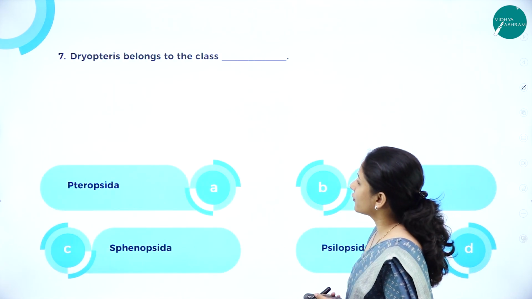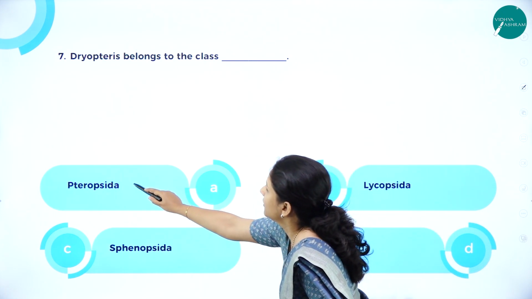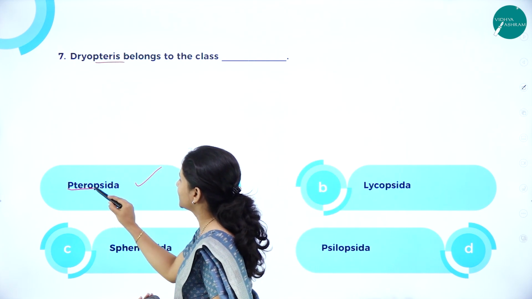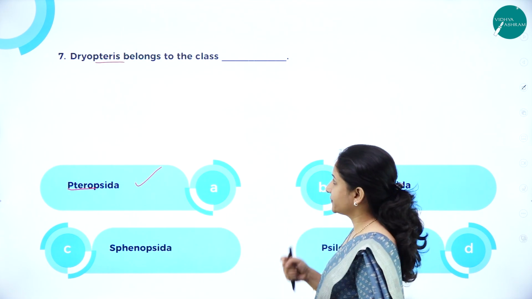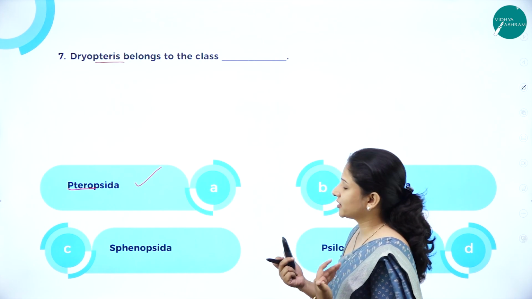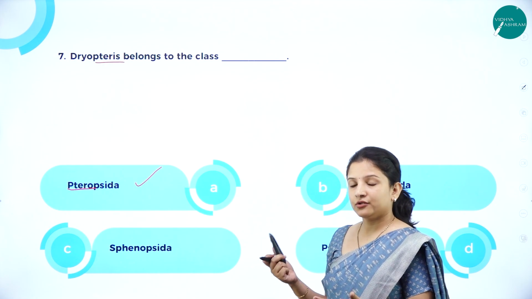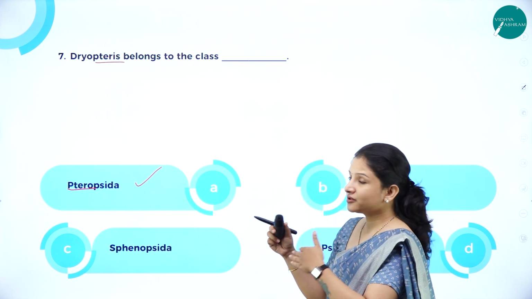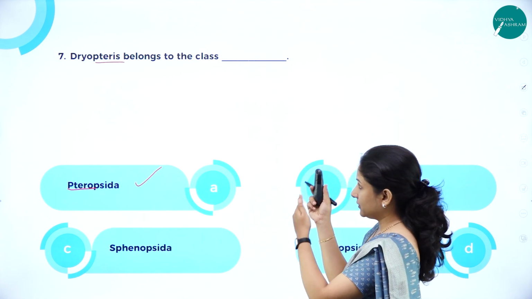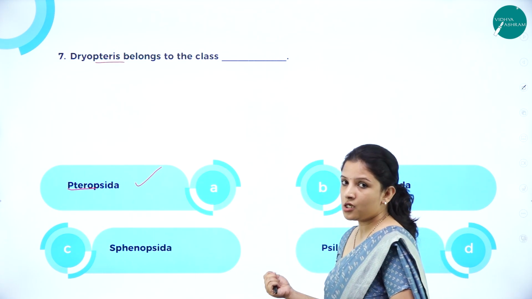Next, Dryopteris belong to the class Pteropsida, Lycopsida, Psilopsida, Sphenopsida. It is Pteropsida. Dryopteris. Here, see, Pteris. Here, Pteropsida. So, like that you have to remember, Pteropsida is the answer. So, likewise, they can ask Sphenopsida belongs to the class dash, or an example for Sphenopsida is dash. So, like that, based on these MCQs, now you have to be able to understand how you can frame MCQs on your own. So, here I have said 7 MCQs. Many of the MCQs still can be framed under this particular topic.